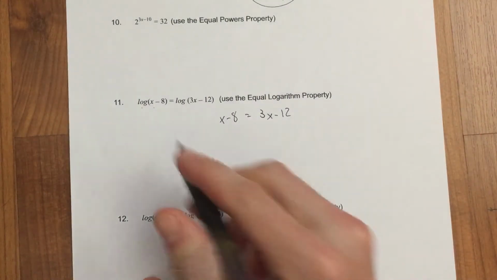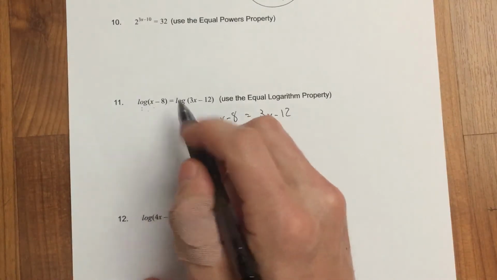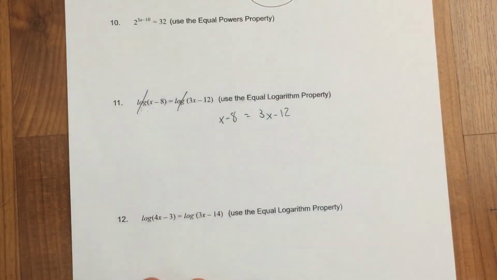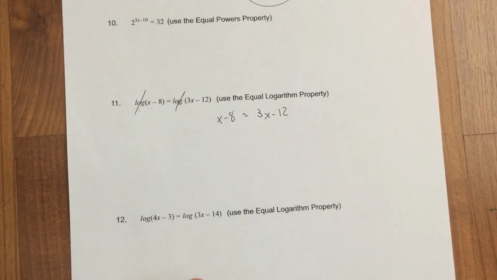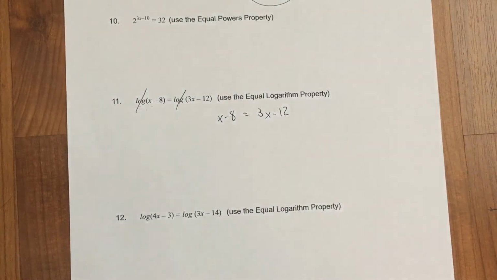Another way of looking at it is to say, well, I got the log on both sides of the equation. They almost just cancel each other out. Now, again, in real math talk, we don't necessarily say logs cancel each other out, but for our purposes in class, we kind of think of it that way.